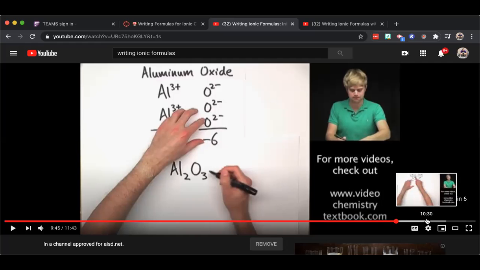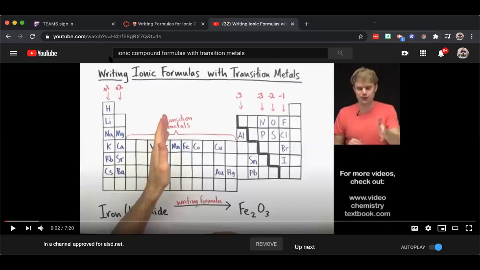Let's see. There's one more. Oh, it's going to do another add. Okay. Well, we're going to go ahead and stop that one. And then, because I want to look at a couple that have transition metals before we go to lunch, or at least one. So transition metals, it really doesn't change.